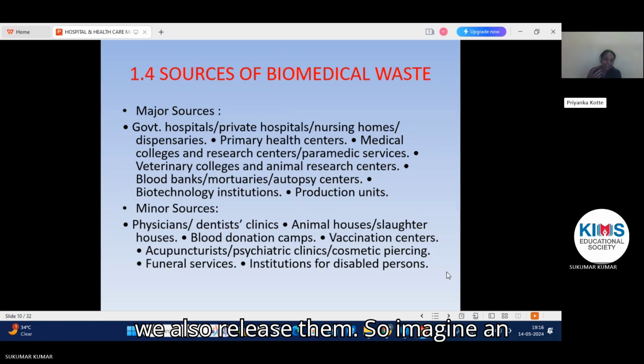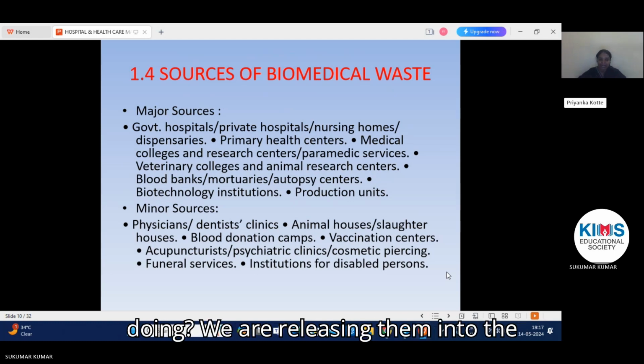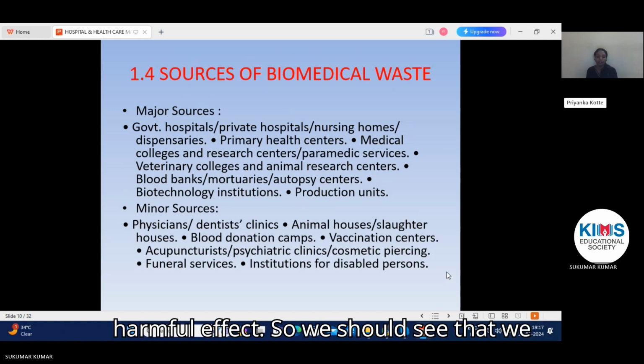Imagine an example: the Dettol solution that has been used to clean all the blood-stained articles, and throwing all that Dettol disinfectant solution into the general drainage. That also contains microorganisms which are non-resistant. What are we doing? We are releasing them into the general waste, right? So that is a harmful effect. We should see that we are protecting even the general public by not doing such acts.